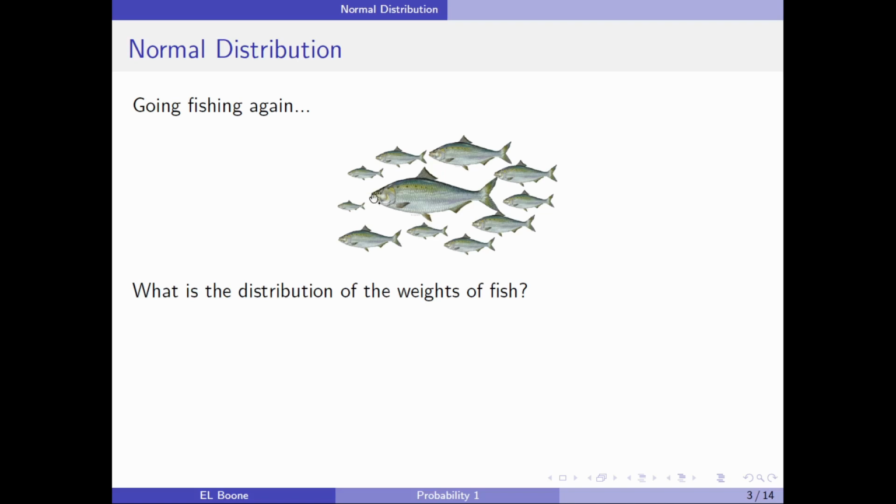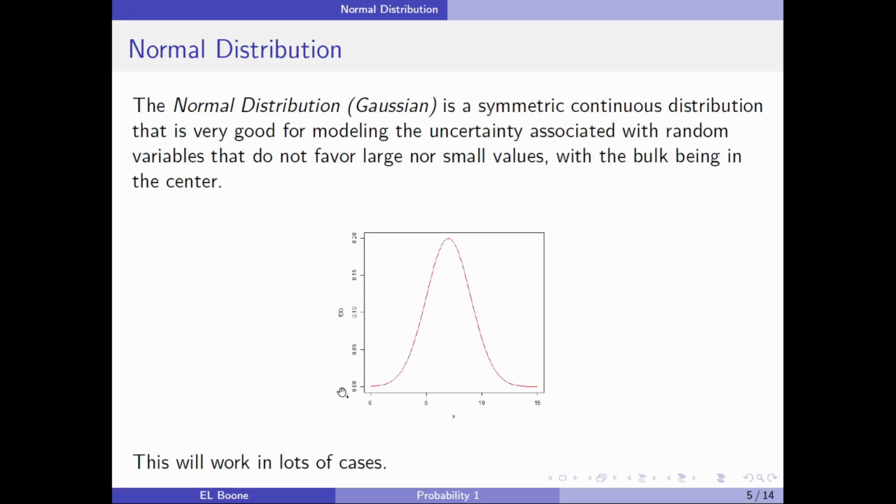But this is the idea here: when you go fishing for fish, they're going to have similar weights. Some will be heavier, some will be lighter, but most of them will be in the middle. So we're going to have a few small fish, we'll have a few big fish, but most fish that you're going to get are sort of middle-sized. And that's where this normal distribution idea comes up.